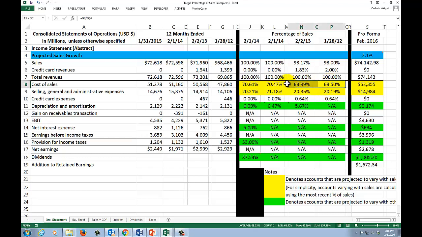Empirically, when I look at these accounts, I see somewhat of an upward trend. So I think if I took the average, it would actually underestimate my cost of goods sold. So I'm going to go with this most recent point estimate of cost of goods sold as a percentage of sales. Okay, for SG&A, I do the same thing. I take the most recent percentage of sales, which is over here in J9, and I multiply it by our forecast of sales.